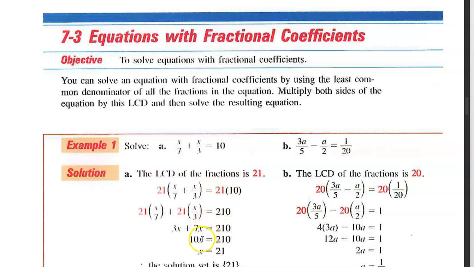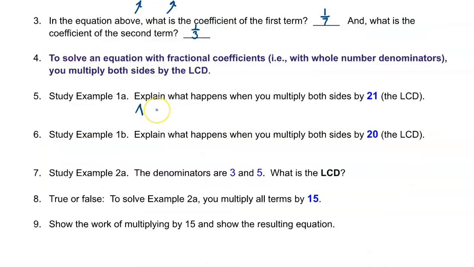When multiplying the left side by 21, an expression is created with no denominators. So multiplying both sides of the equation by the LCD creates a new equation that has no fractions in it.